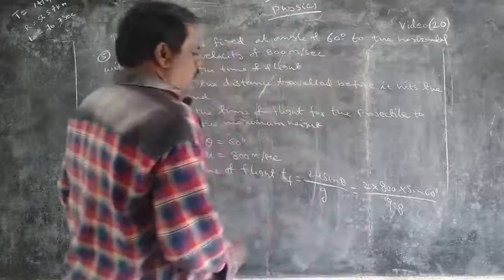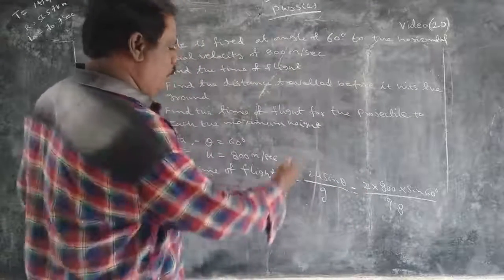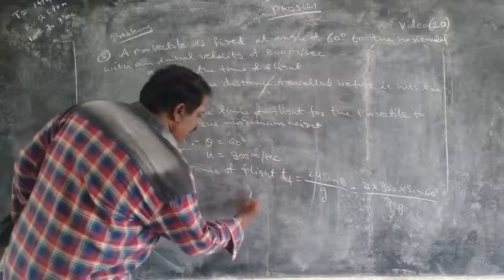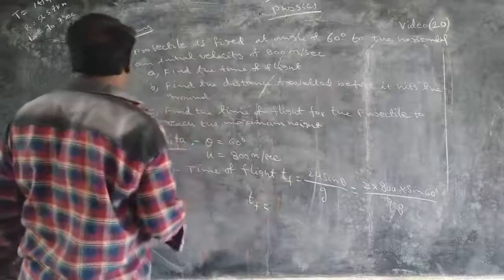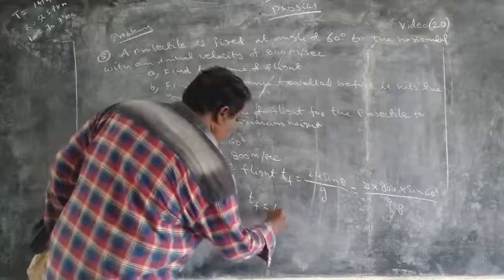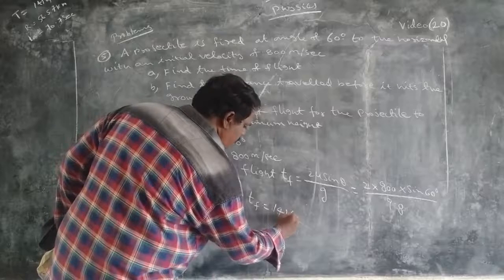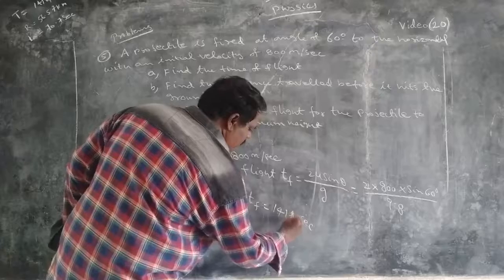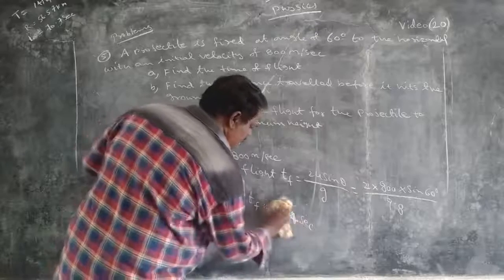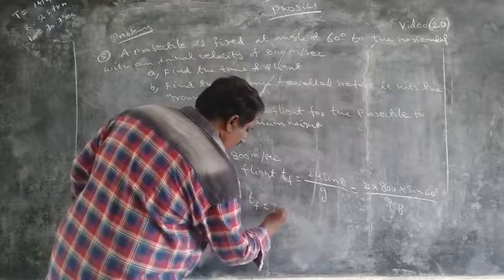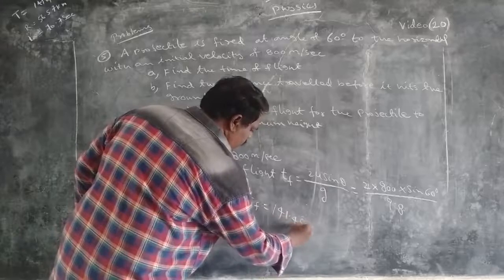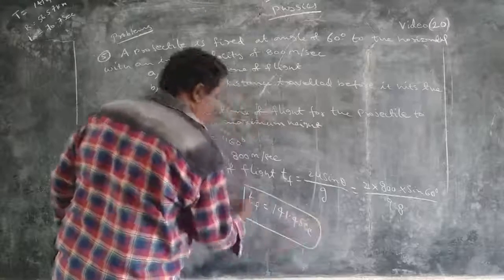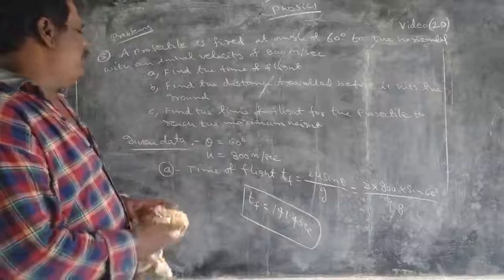Okay. So sin 60, so 2 into, on calculating, the time of flight value will be equal to 141.4. The time units are seconds: 141.4 seconds. Okay, see, for the time of flight, the first case will be over.